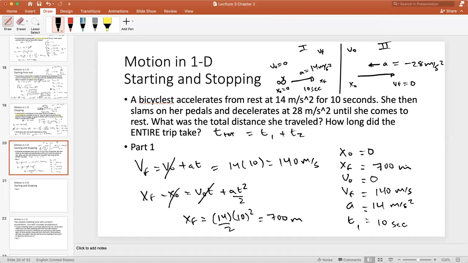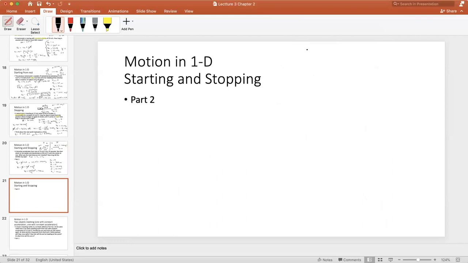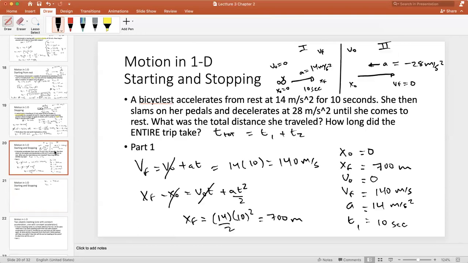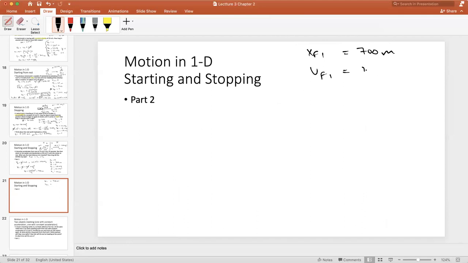And now I want to find how much further she travels coming to rest and how much longer it takes. So let's do part 2. We're going to remember that x final for part 1 was 700 meters, and that v final for part 1 was 140 meters per second, which is extremely fast and not realistic at all. But that's okay. And T1 was 10 seconds. And remember that I want x total and I want T total.